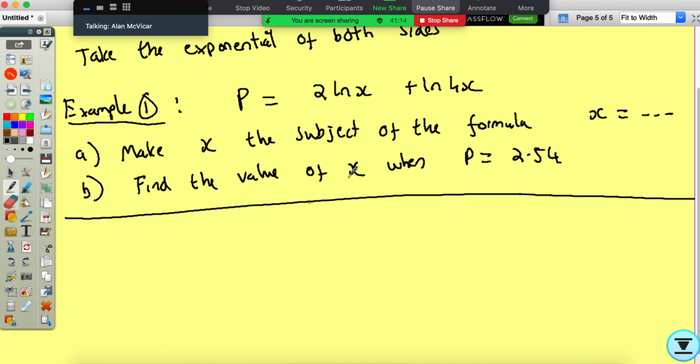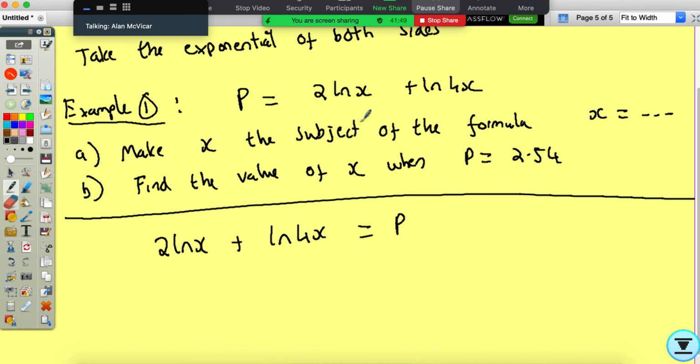So what I always do when I'm transposing a formula, changing the subject of a formula, is flip the sides round so that the thing I want is on the correct side. That's what we've done throughout this course. I want it to be x equals, so I'm just switching the sides of the formula. Now, I want to merge those two ln terms together.